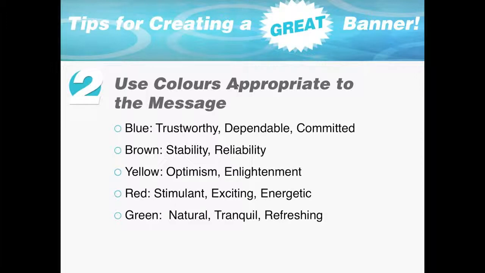Brown is a very stable, reliable color. It's usually used for things like natural, things like law, or things that really need to emphasize the reliability there. Yellow. Everyone likes yellow. It's a bright, optimistic color and can also signify enlightenment. It's usually just a bright, happy color, but it can be overused and make things hard to read on top of it, so you have to use it a little bit strategically.